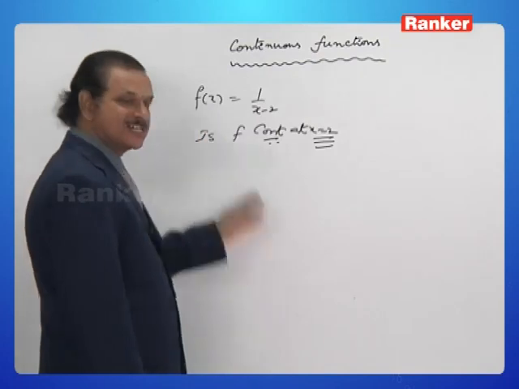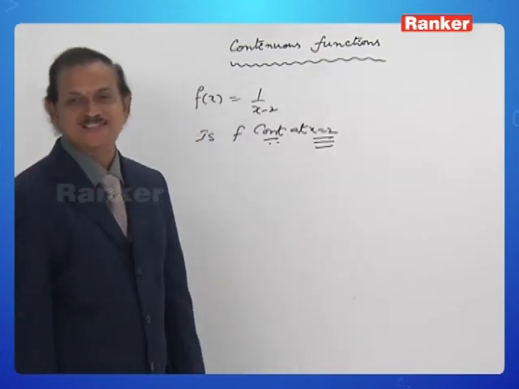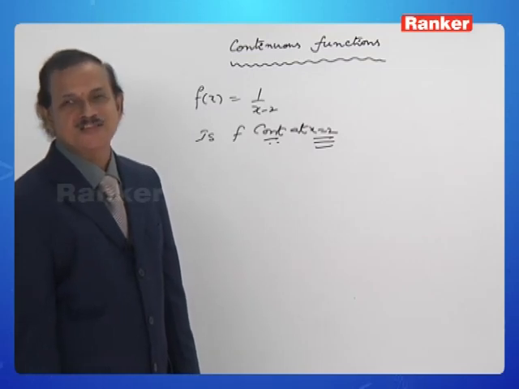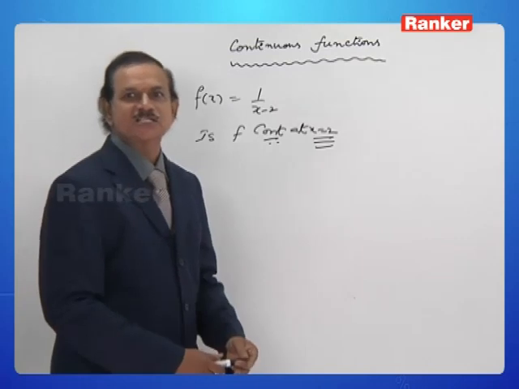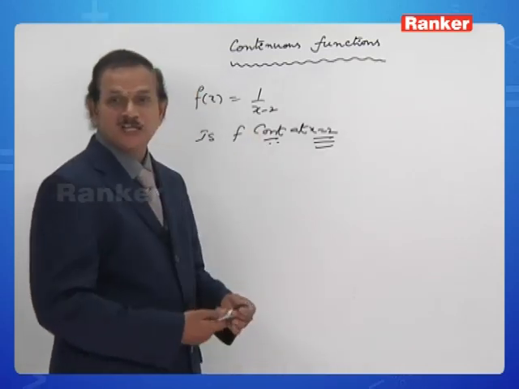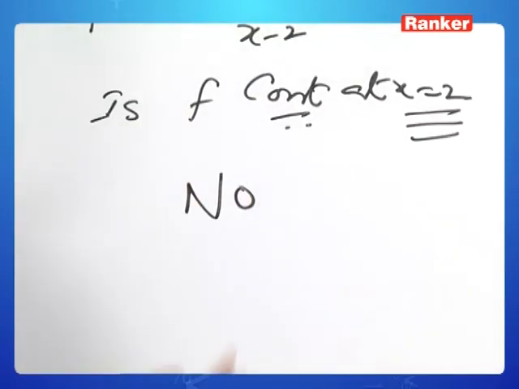So the function has not qualified in the quarterfinals itself. There is no question of considering its limit or equality. So the first condition is a failure condition here. Therefore, f is not continuous at x = 2.